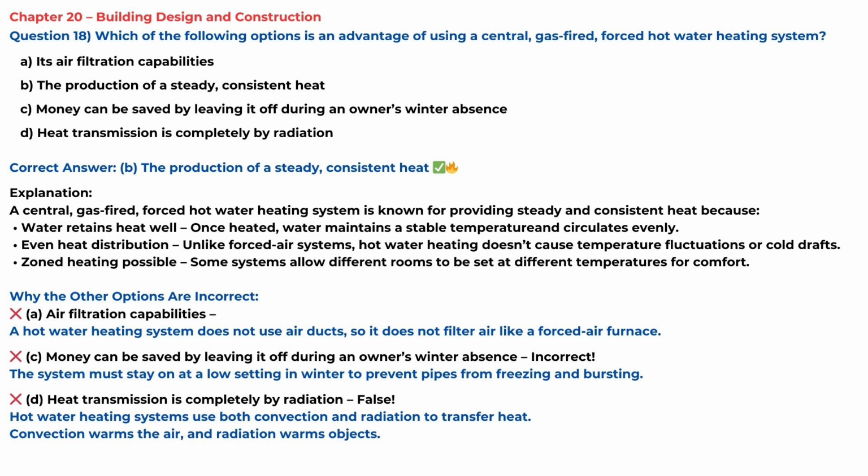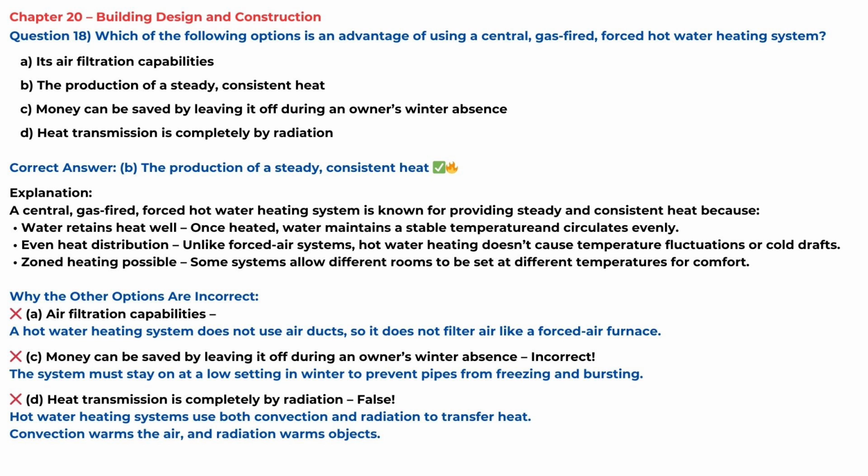Why the other options are incorrect. A. Air filtration capabilities. A hot water heating system does not use air ducts, so it does not filter air like a forced air furnace. C. Money can be saved by leaving it off during an owner's winter absence. Incorrect. The system must stay on at a low setting in winter to prevent pipes from freezing and bursting.